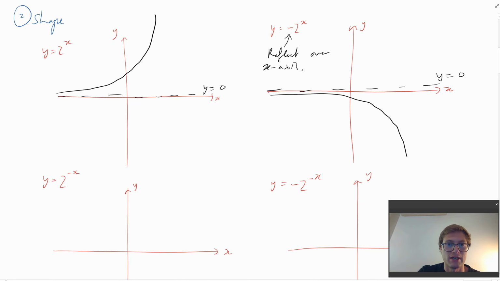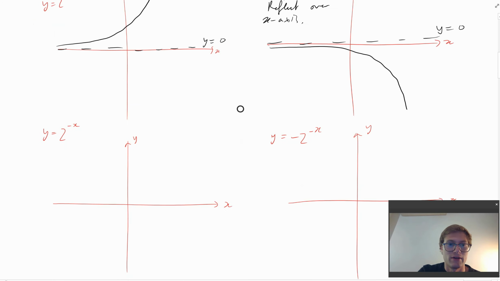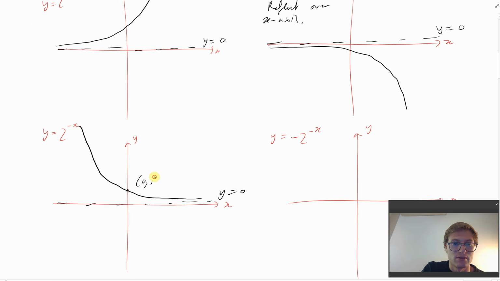If we look further down, you'll notice that the negative is now in front of x, not out the front of the whole thing. This one actually is a reflection over the y-axis, a side-to-side reflection. The asymptote is again in the same position, but it's a sideways reflection, and once again this is at (0, 1). So here, that is a reflection over the y-axis.